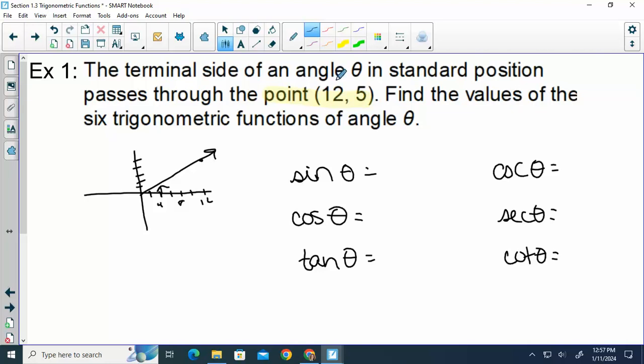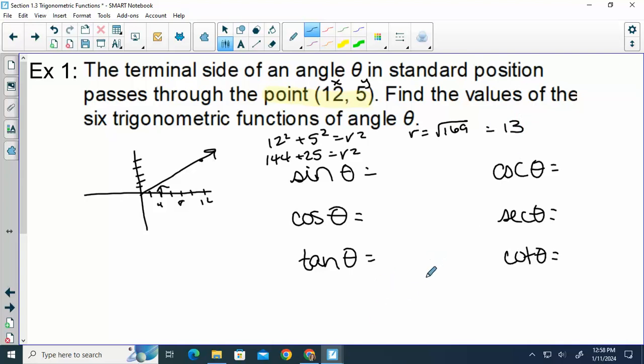Right, so in an ordered pair, we know the first number is x and the second one is our y. So our x is 12, our y is 5. How would I find r? Square root of x squared plus y squared. If you don't want to feel like you're memorizing another formula, just think of the Pythagorean theorem: x squared plus y squared equals r squared. So r is the square root of 169, or 13.